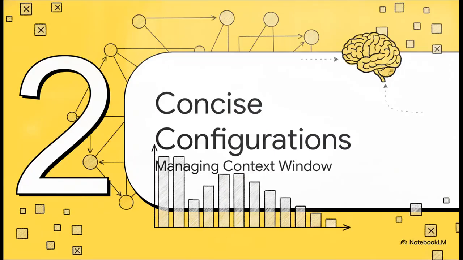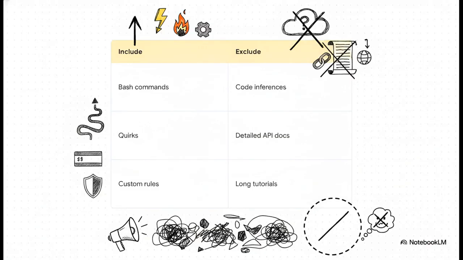Moving right along to Section 2, the art of concise configs, conquering the context window constraint. So the crucial point here is that this is perhaps the most critical technical limitation you need to wrap your head around. Claude's context window fills up fast. Every single message, every file read, every command output, they all consume tokens. And as that window fills up during a long debugging session, the model's performance naturally degrades. Context is literally your most precious resource, which means you must be ruthless in your configuration files.